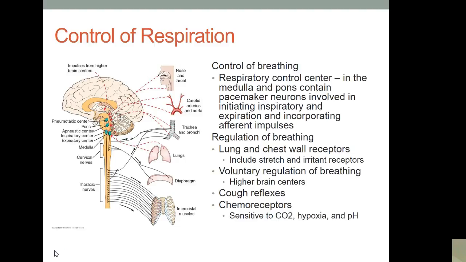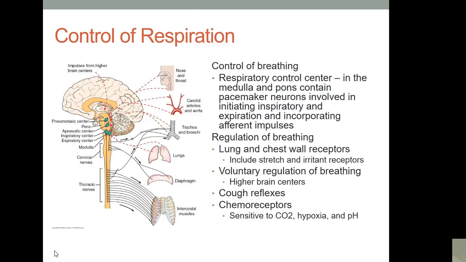So the respiratory control center in the medulla and the pons, and these areas of the brain contain pacemaker neurons that are involved in initiating inspiratory and expiratory movements and incorporating afferent impulses that come in to give information about lung stretch and so forth. And then that pacemaking essentially is regulated through various mechanisms.